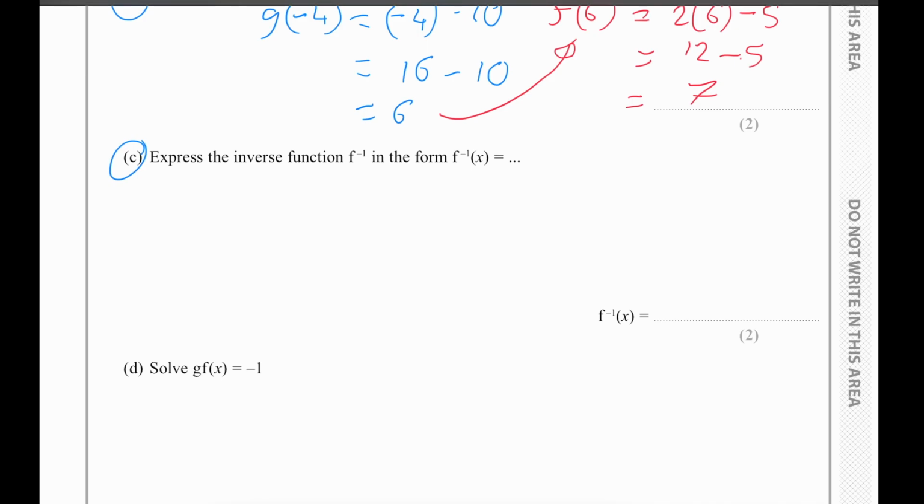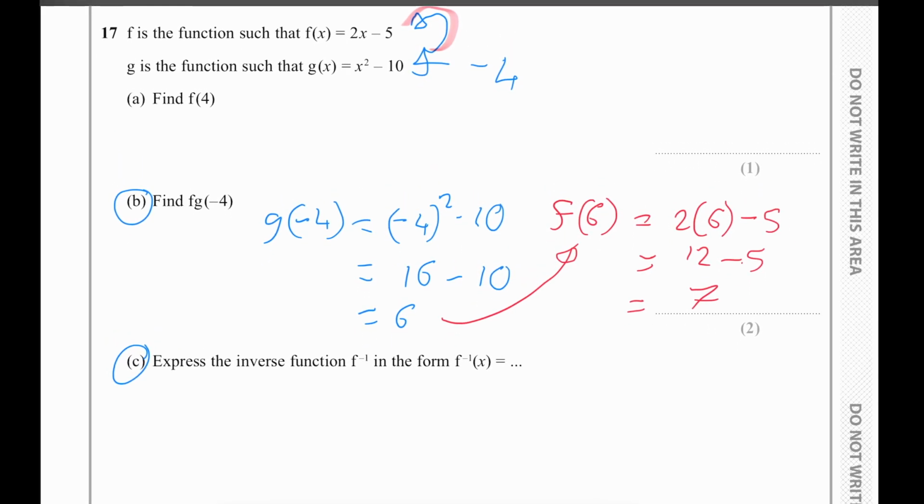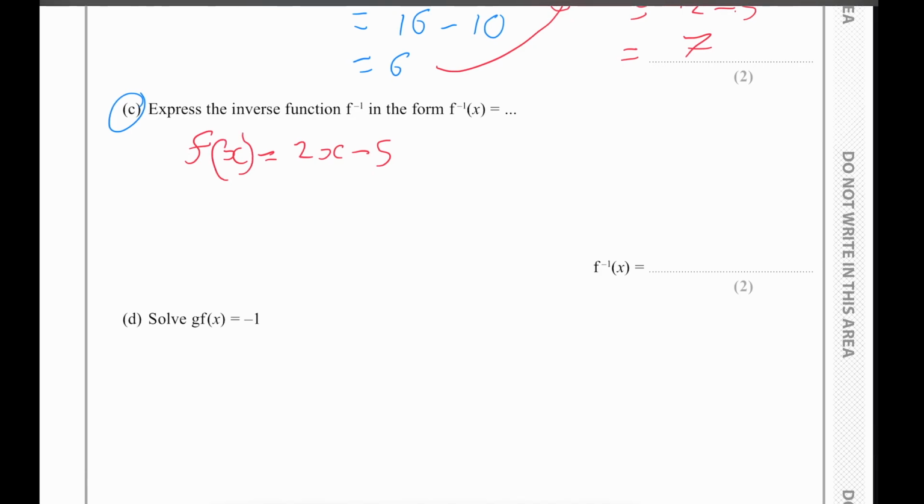Then finally express the inverse function f^-1 in the form f^-1(x). Okay, so here I've actually got a video on this which I'll link up in the top, but essentially all that we're going to do is we're going to take this function as it is, and we are going to switch my x and my y values. So I'm going to rewrite it, except now I'm going to have my equation look like this. That's the first step.